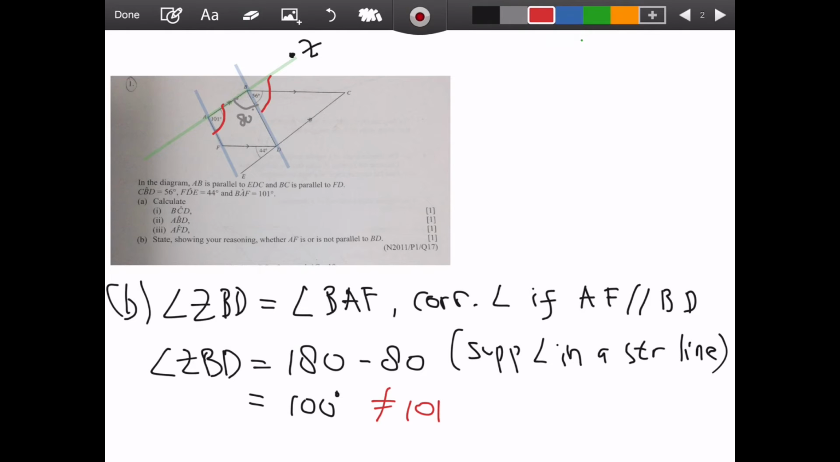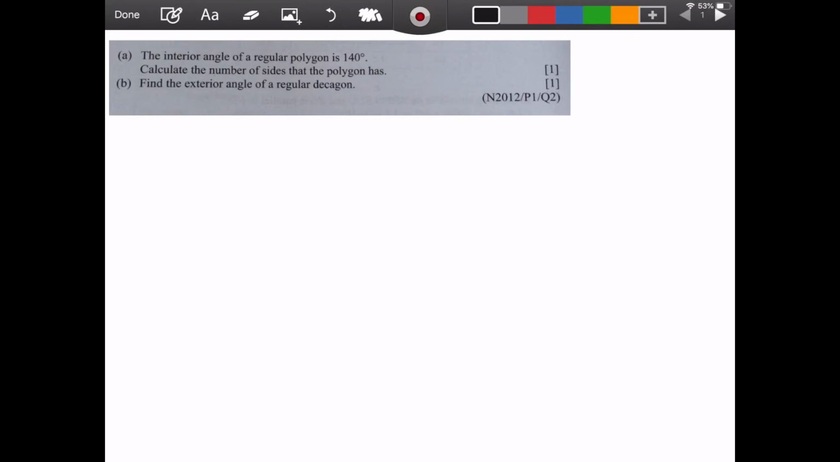Therefore, AF is not parallel to BD, right? Because these two angles are not equal. All right.